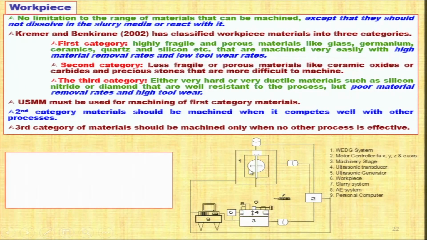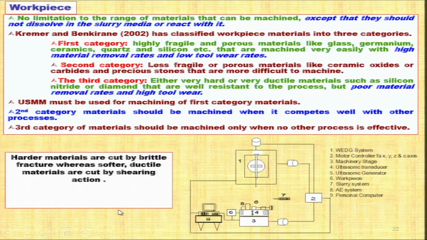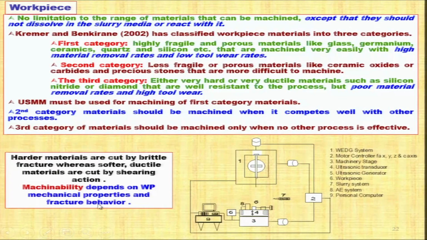So this system I have already shown to you earlier. Here the workpiece is vibrating as shown over here. 4 is the ultrasonic transducer. This is vibrating the workpiece surface, that is, the workpiece is mounted over here, number 6, and this is the vibrator. Harder materials are cut by brittle fracture, whereas softer ductile materials are cut by shearing action, that we already know. Machinability depends on workpiece mechanical properties and fracture behavior of the workpiece material.